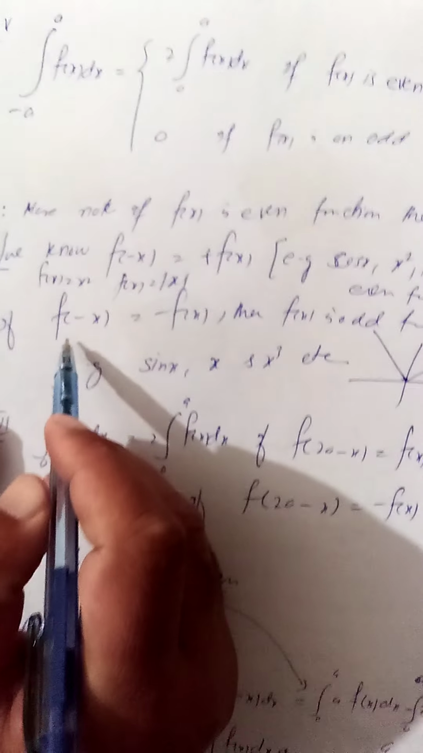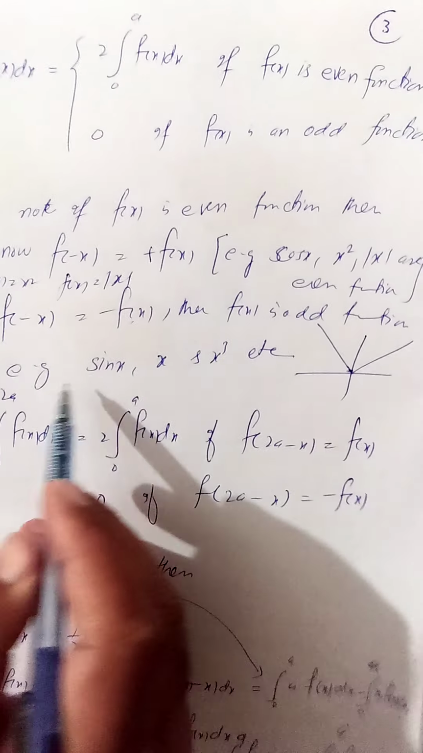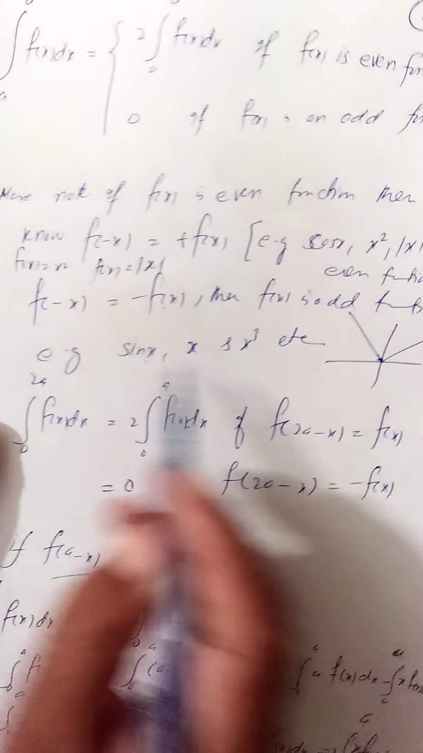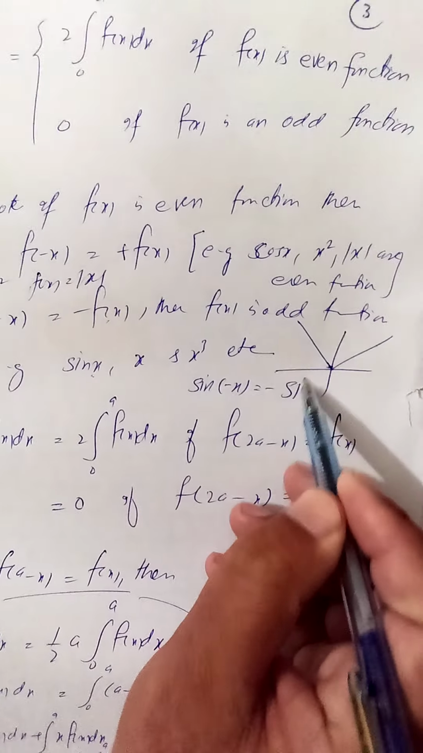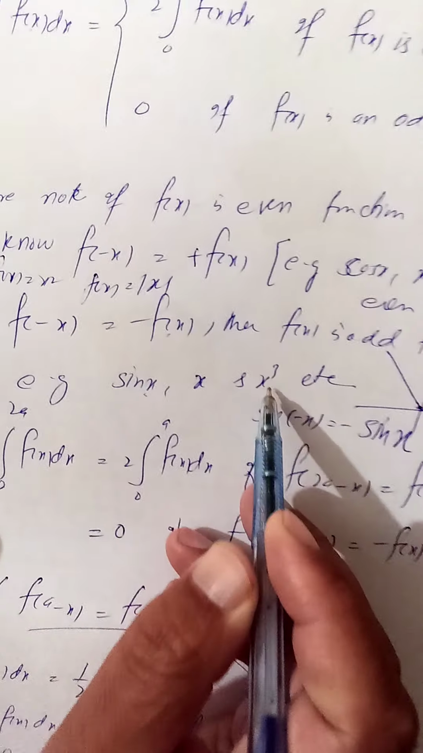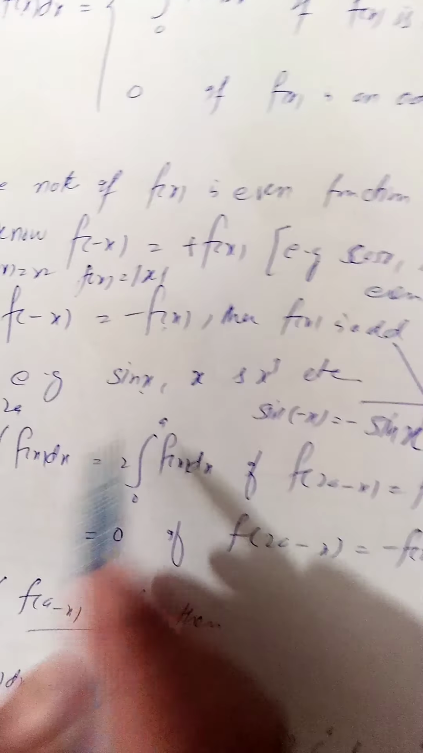Similarly, if f of minus x is equal to minus f of x, then such a function is called an odd function. For example, sine x is an odd function. You know that sine of minus x is equal to minus sine x, and x and x cube are odd functions. The graph of an odd function passes through the origin.